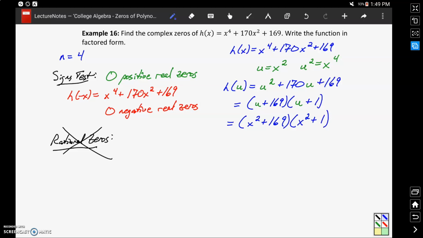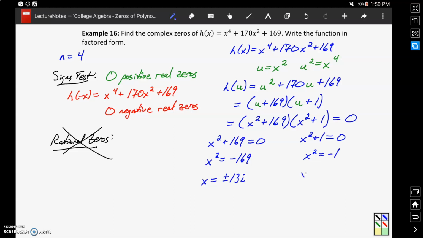We want to find all zeros for this function, meaning we want to solve when this function would be equal to 0. So we'll take x squared plus 169 set equal to 0 and x squared plus 1 set equal to 0 and solve both of those equations. This will give us x squared is equal to negative 169, or x is equal to plus or minus 13i after we take the square root of both sides. And with our other equation, we'll get x squared equals negative 1. So x will be equal to plus or minus 1 times i, or just plus or minus i.